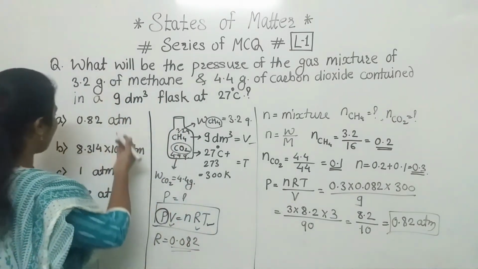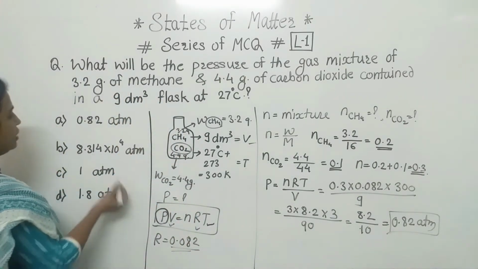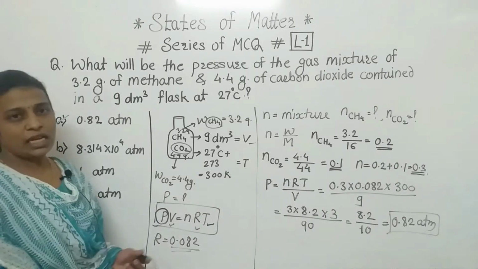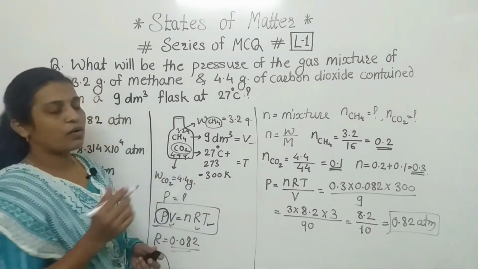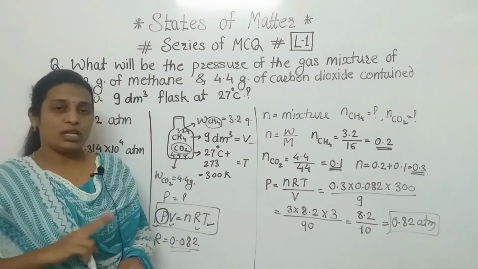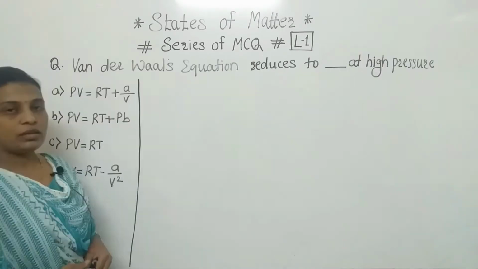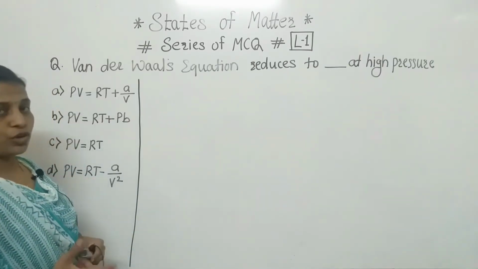Now simply we can observe the options given here. So option A is the correct answer. In this way we have completed our first objective. Now we will discuss the second one. Now see, this is the second MCQ. What is that question?